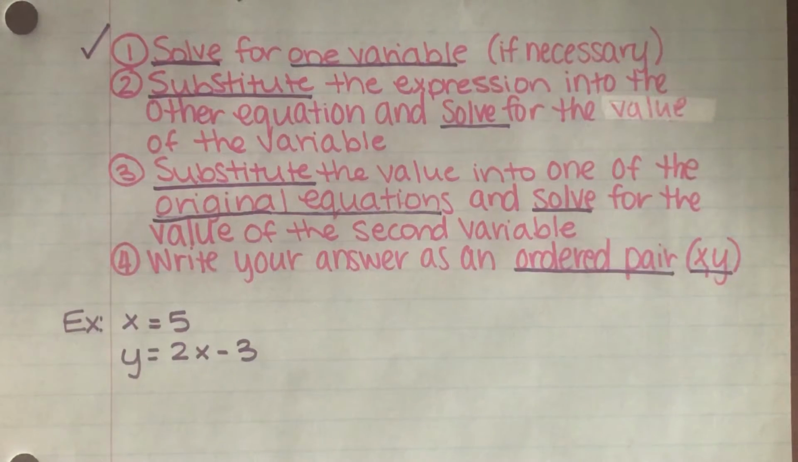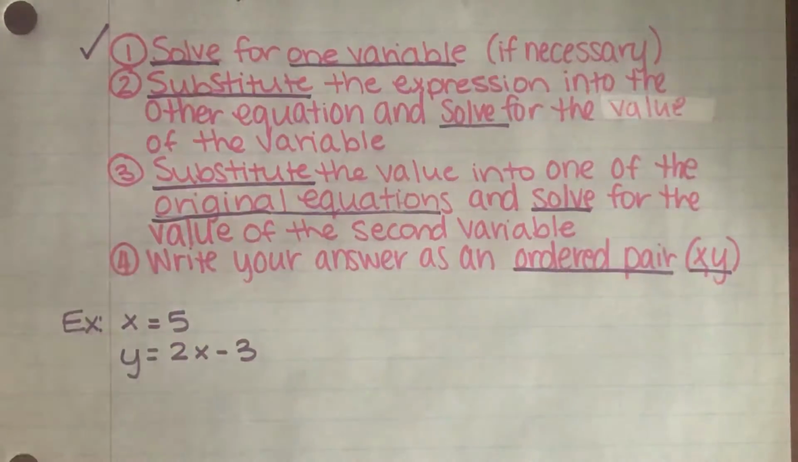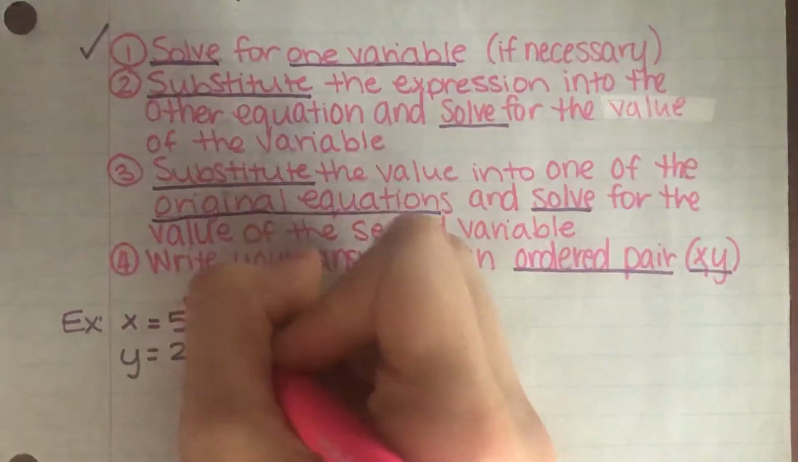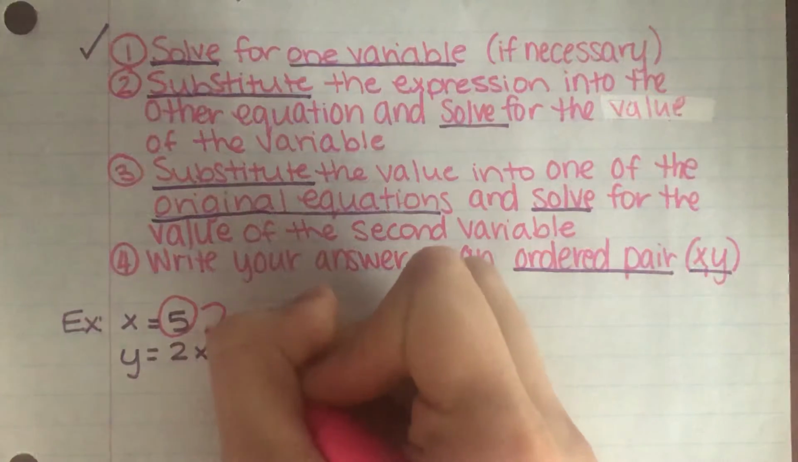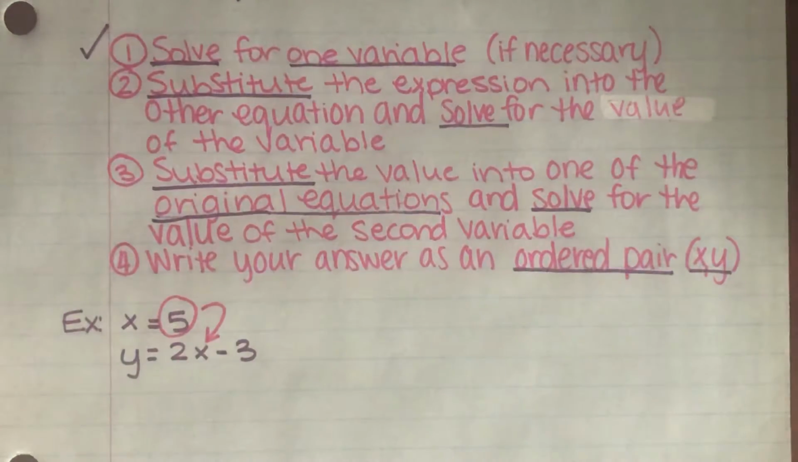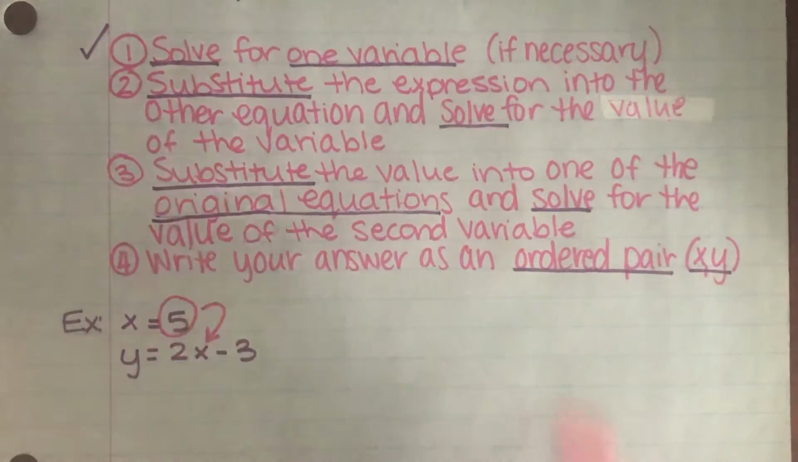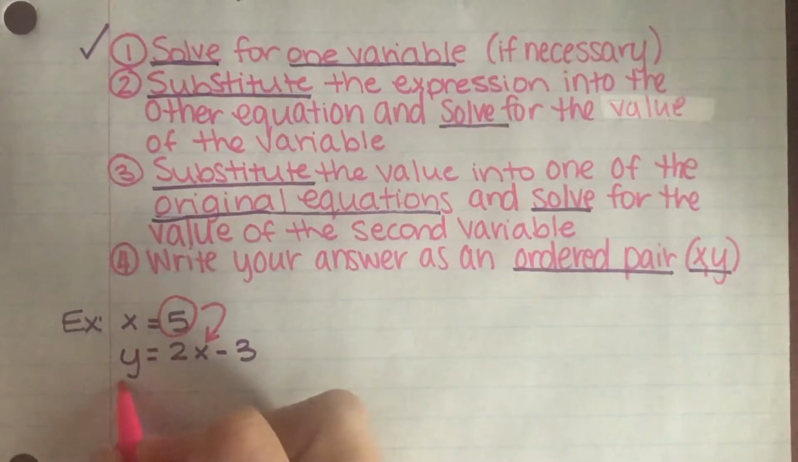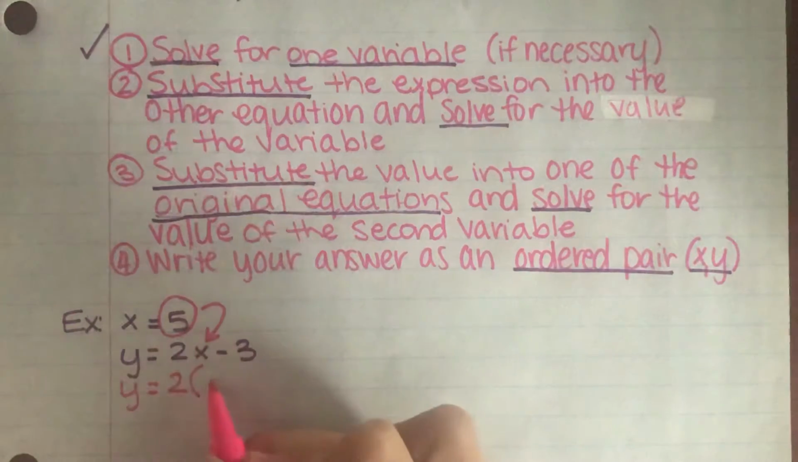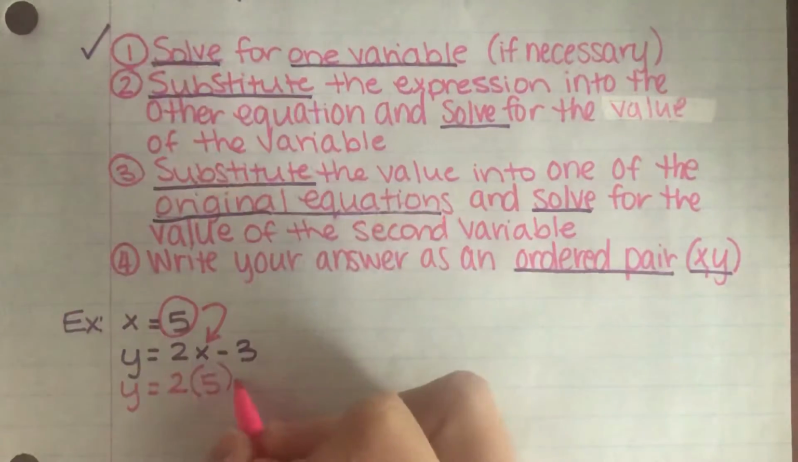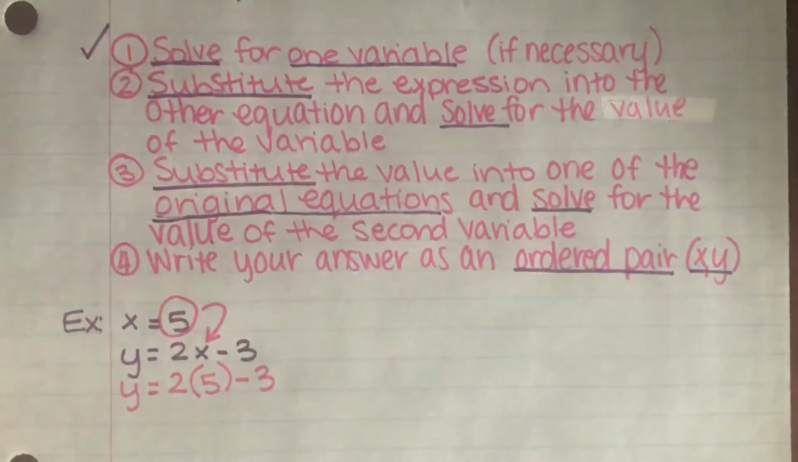The second step is to substitute the expression into the other equation. So we're going to take our value for x and substitute this into our second equation. So we're replacing the value. I'm going to rewrite this, y equals 2 times 5, so we're replacing x with 5, minus 3. And then we're going to go ahead and solve here.